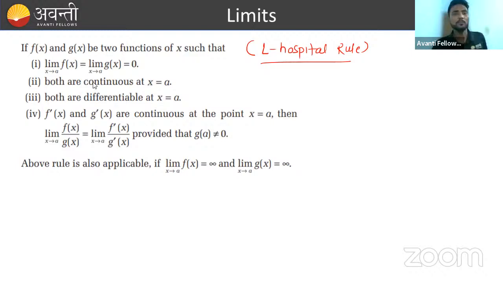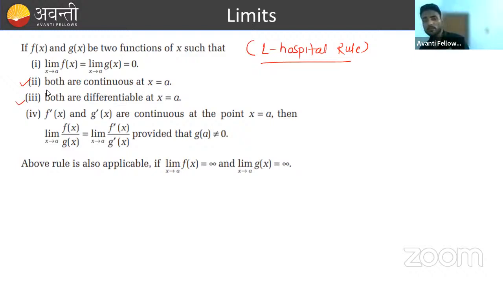So suppose after putting x tending to a, you are getting f of x equals 0 and g of x is also tending to 0. And two more things: both functions are continuous at x equals a, and both are differentiable at x equals a. Till now I haven't taught you continuity and differentiability. It will come after limit. For now, just remember that statement, that both functions should be continuous as well as differentiable.